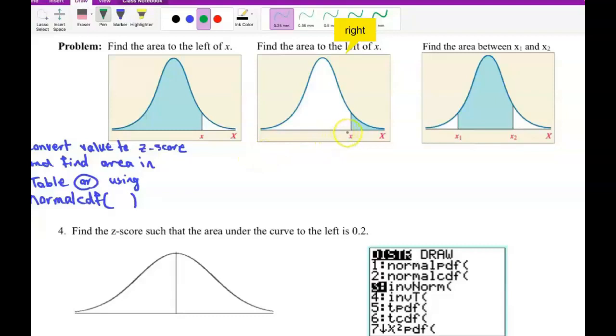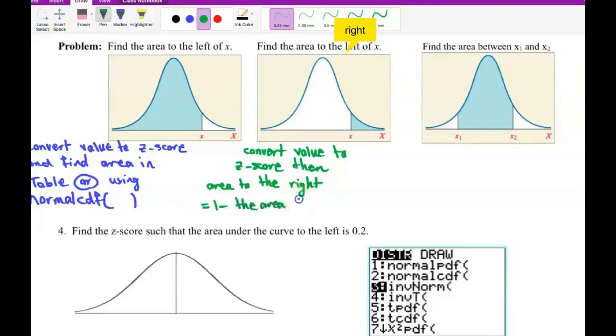Okay, now this part we need to find the area to the right of x. As I said, the area to the right of x is equal to 1 minus the area to the left. So sorry, to the right of z-score. So again, since here we have x, we need to find what the z-score is. So convert value, which is x, to z-score. So then the area to the right of z is equal to 1 minus the area to the left.